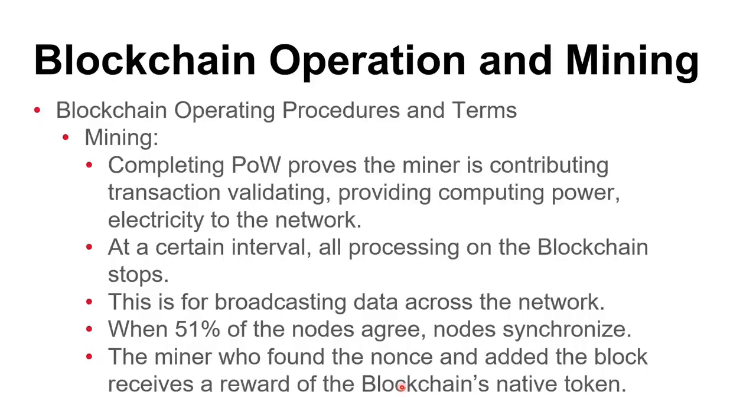At a certain interval, all processing on the blockchain stops, and this is done for broadcasting the new block across the network. And when 50% of the nodes agree, the nodes synchronize. So if I win the proof of work, I broadcast my validated transactions in my new block. If 50% of the miners agree, the new block is added. I receive an award, and then the whole process begins again.